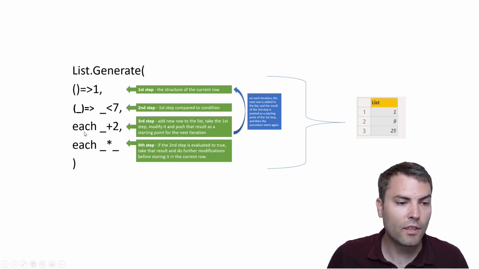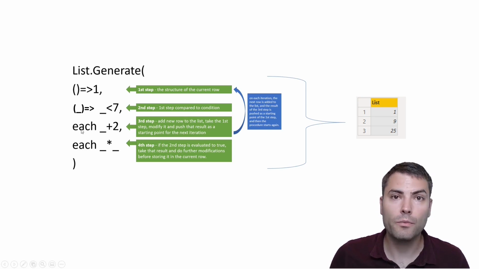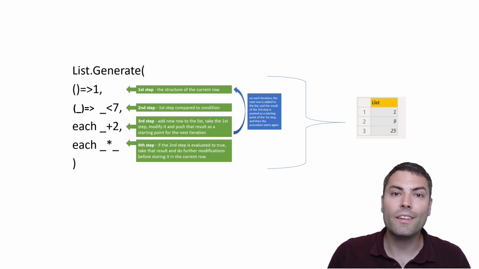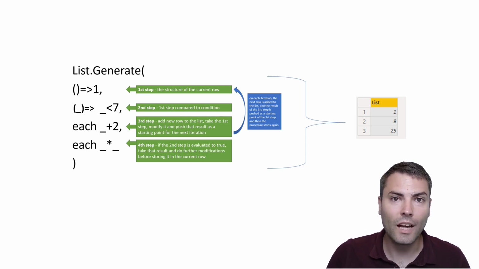Now let's go to the third argument, each underscore plus 2. This is where it starts to become interesting. This argument is creating an additional row in the list, then pushes the result of its evaluation as the first argument in the next row iteration. After the result is pushed to the first argument, the iteration starts again and the conditional part kicks in, checking how the next row result evaluates against the condition. In this process, looping occurs until the condition is evaluated to false.